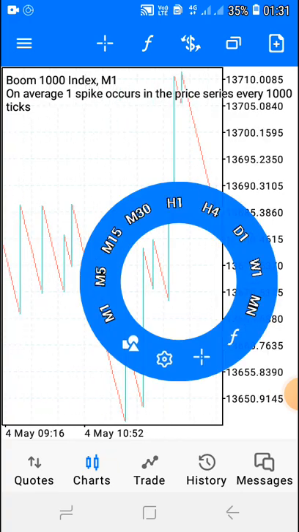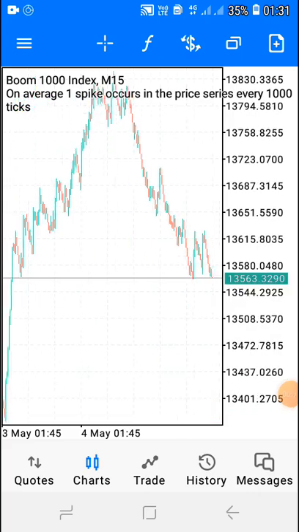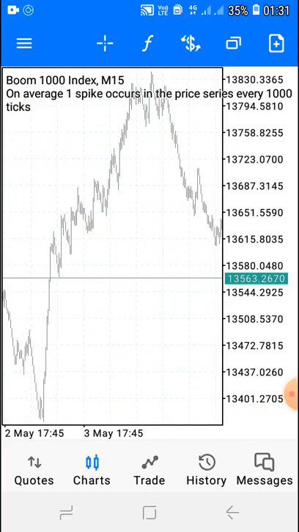Now the first thing you want to do is go to the 15-minute time frame. In today's video we won't be using the 1 hour time frame. I always tell you guys to start off in the 1 hour time frame, but since this is a scalping strategy and only scalping, we are going to use the 15-minute time frame.